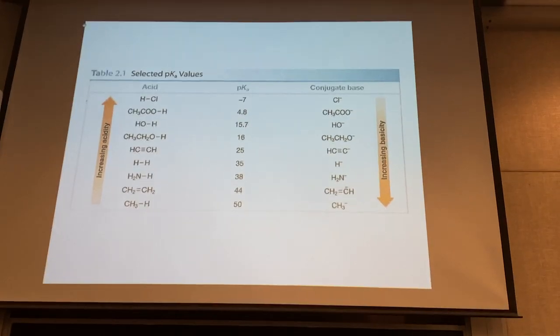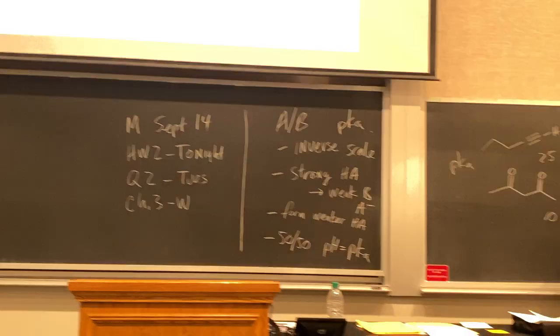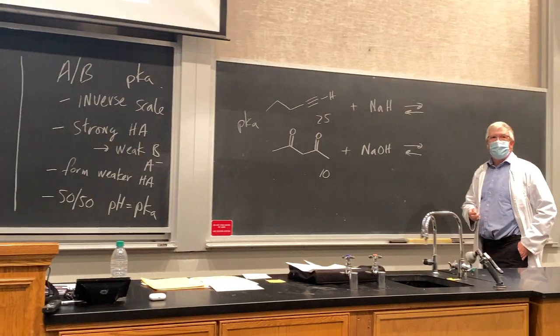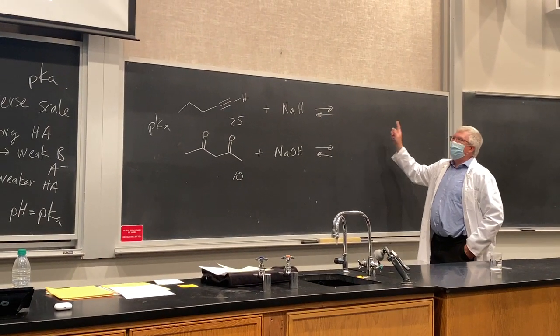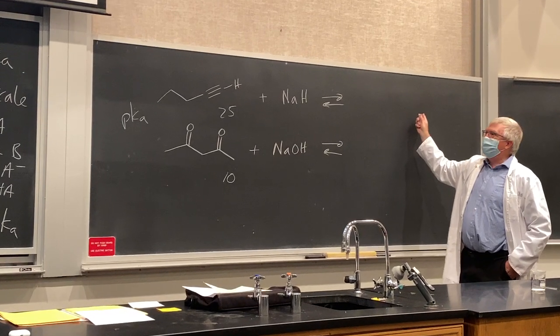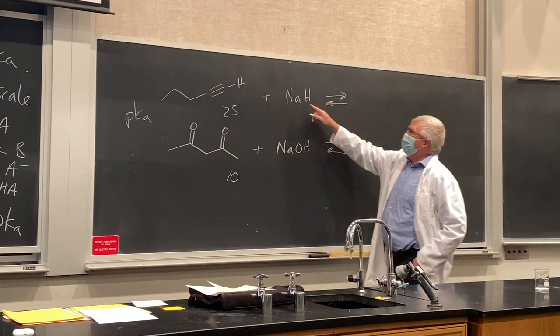Let's work these problems here. Let's see what we need to do. We need to identify an acid and a base on each side. And we need to come up with what? The conjugate base and the conjugate acids over here. So what are we talking about?